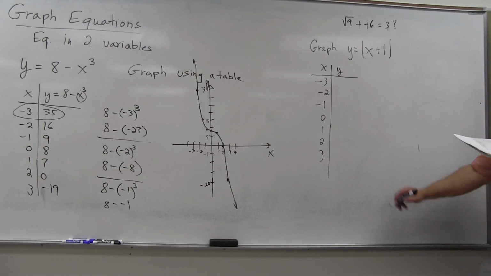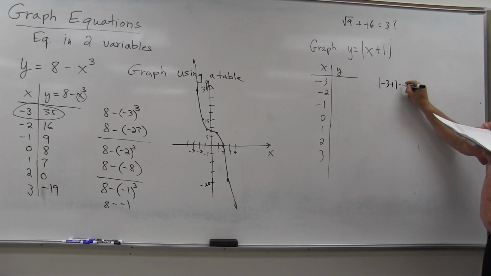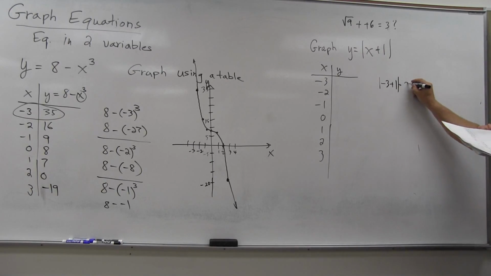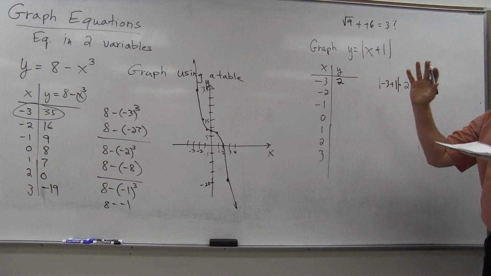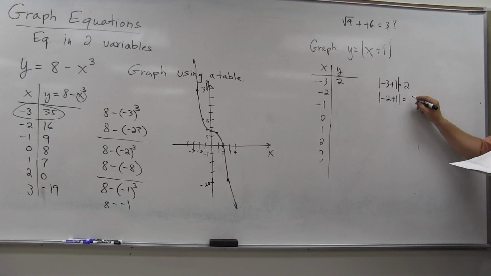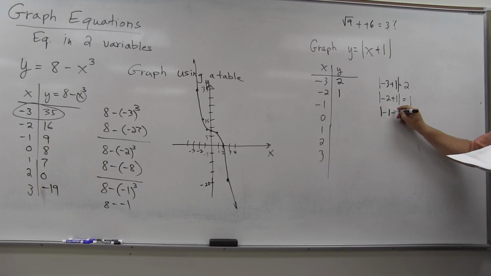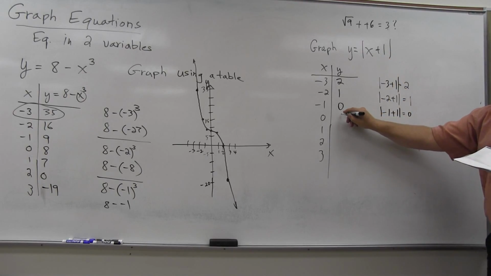All right, what do we got? For negative 3, negative 3 plus 1, absolute value. Two. Positive 2, yeah. The absolute value of negative 2, which is positive 2. The absolute value changes it to positive. All right, then negative 2 plus 1, that'd be 1. Negative 1, what's going to happen there? 0. And then 0, these get a little easier.